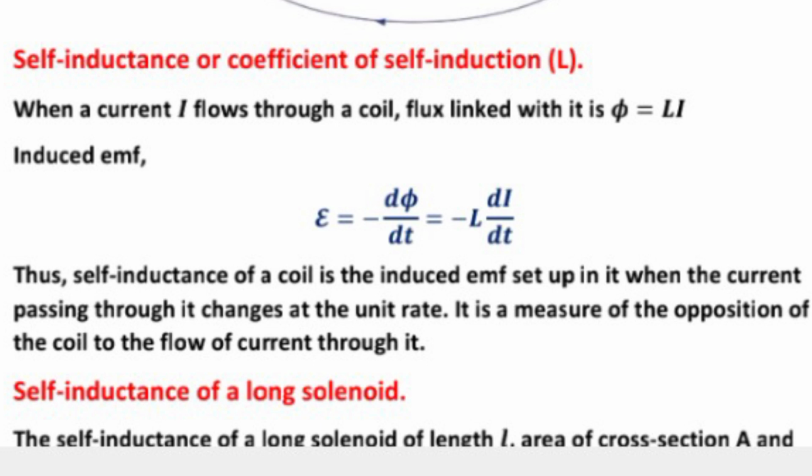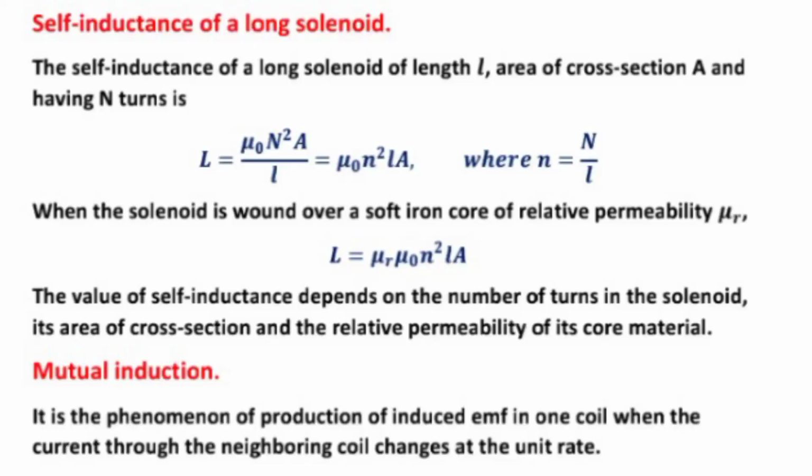Self-inductance of a long solenoid. The self-inductance of a long solenoid of length L, area of cross-section A, and having N turns is given by L equal to mu 0 N square A upon L, which is equal to mu 0 n square LA, where n equal to small n equal to capital N upon L.